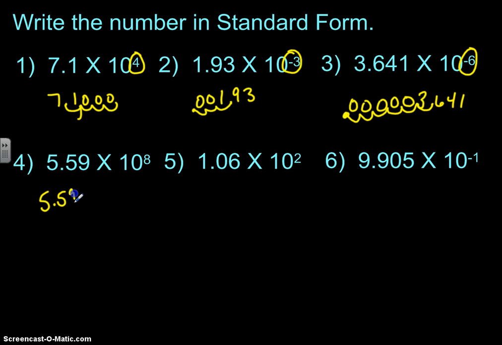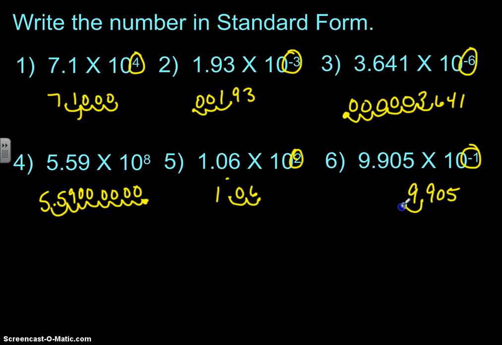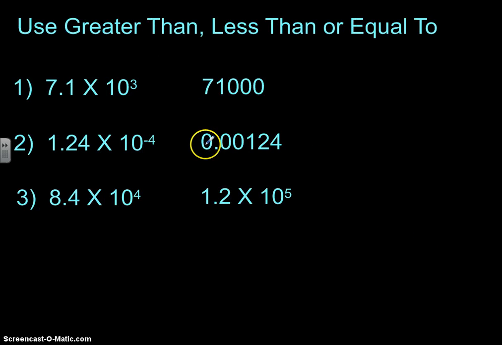5.59 times 10 to the 8th. Well, 1, 2, 3, 4, 5, 6, 7, 8. There's the decimal. I'm going to have 1, 2, 3, 4, 5, 6 zeros because I already had 2 non-zero numbers there. Okay, 1.06 times 10 to the 2nd. Well, 1, 2. Remember, this makes it bigger. Positive integer, positive power makes it bigger. Negative power makes it smaller. So I've got to make this bigger, move it to the right. 106 is my answer. This one, this makes it smaller. I've got to move it to the left. Okay, move it 1 to the left. 0.9905 is my answer.